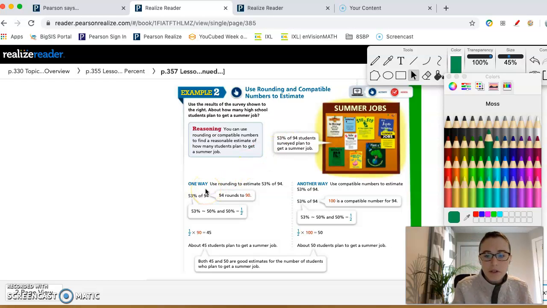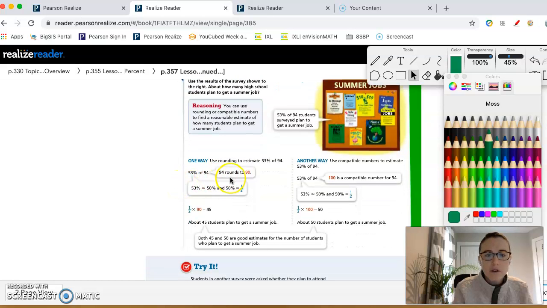One way is we could use rounding. Here on the left it says we could use rounding. 94, we're rounding to the nearest 10. So 94 is going to round down to 90. We're going to round 53 to 50%. We know that 50% is equivalent to 1/2, so we're going to multiply 1/2 times 90 to figure out what is half of 90. The answer is 45, so about 45 students plan to get a summer job.